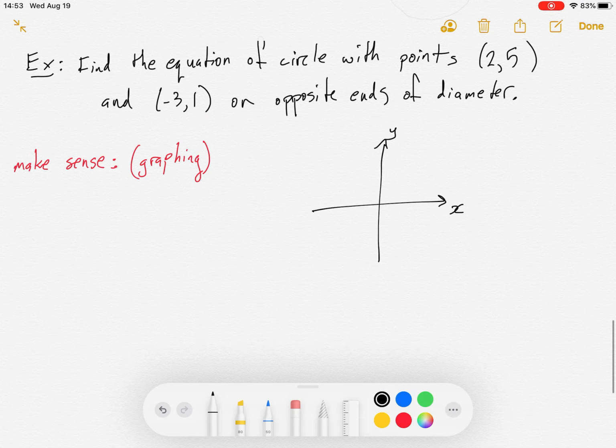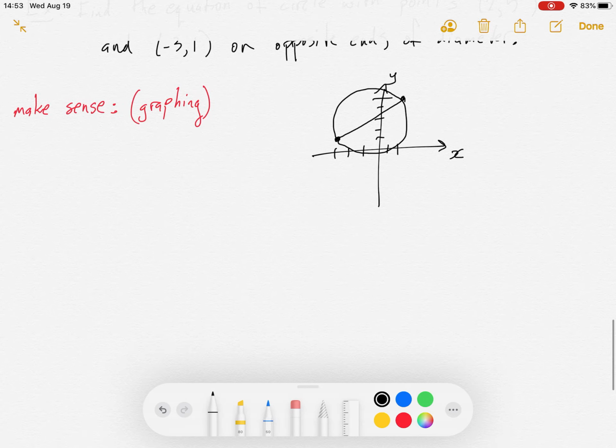So I have my x and I have my y. 1, 2, 1, 2, 3, 4, 5, and then negative 3, 1. Now I said this is a diameter, so that means the circle is probably going to look something like that. Okay. But we still don't have the center and we still don't have the radius. However, you do have some information that will help you. And this is why in math we say everything builds, because we're about to connect back to the previous unit.